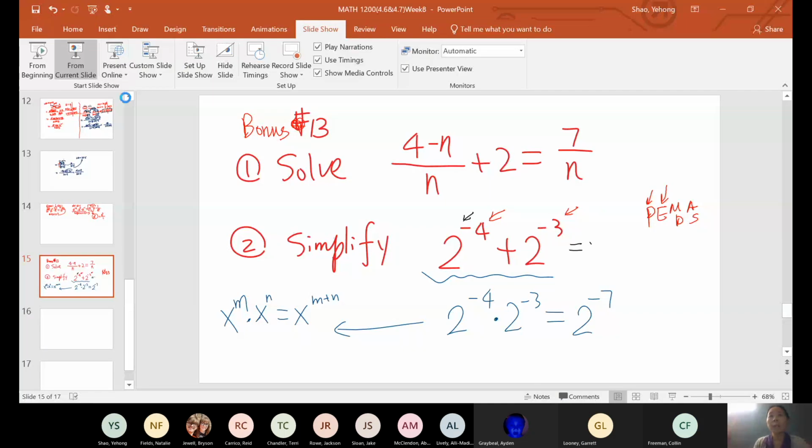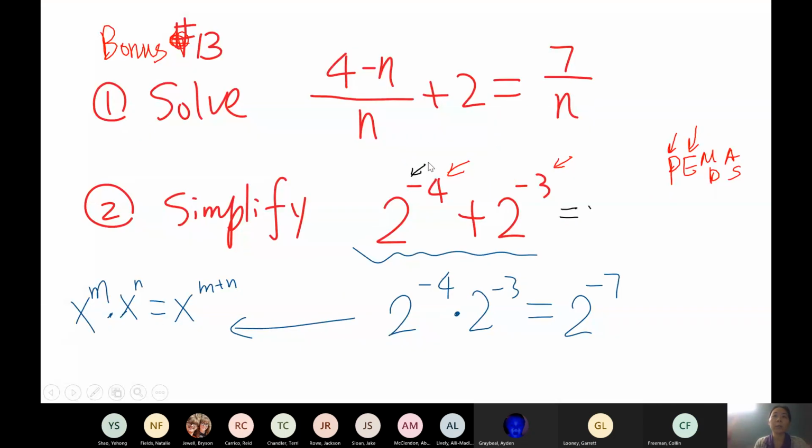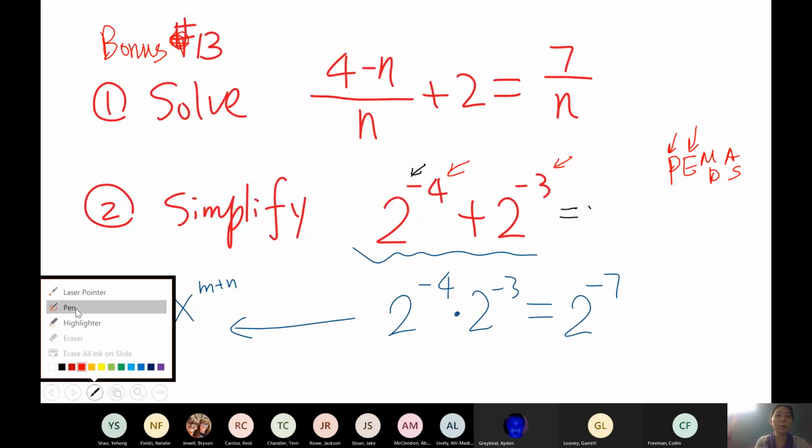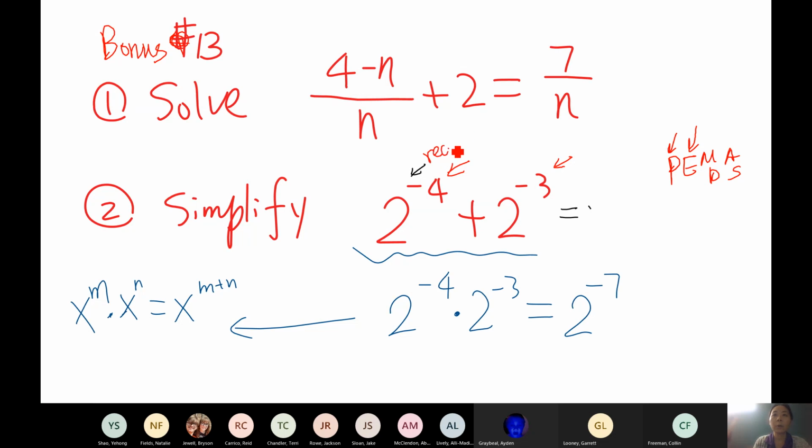Okay, so the negative exponent means reciprocal. It does not mean negative number. So make sure you remember, don't move this minus sign in front of 2. Usually we do 2 steps.